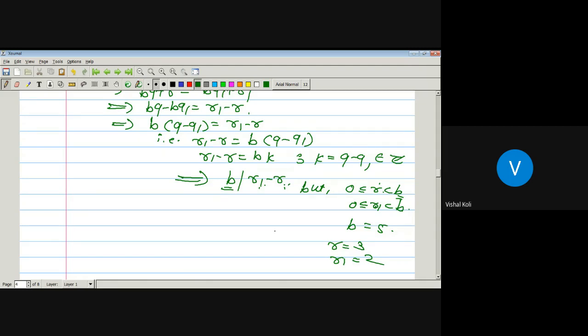R1 is an integer which is less than B. R is also an integer which is less than B. Now tell me whether their difference is divisible by the integer B.